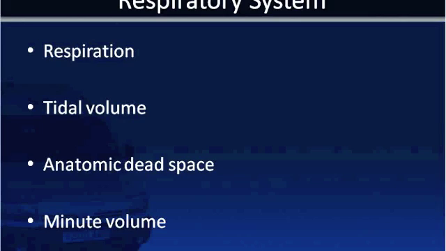So when you're trying to figure out somebody's minute volume, if they're breathing too fast or too slow, their minute volume will be off. If their chest does not look like it's rising appropriately, then their minute volume will be off.